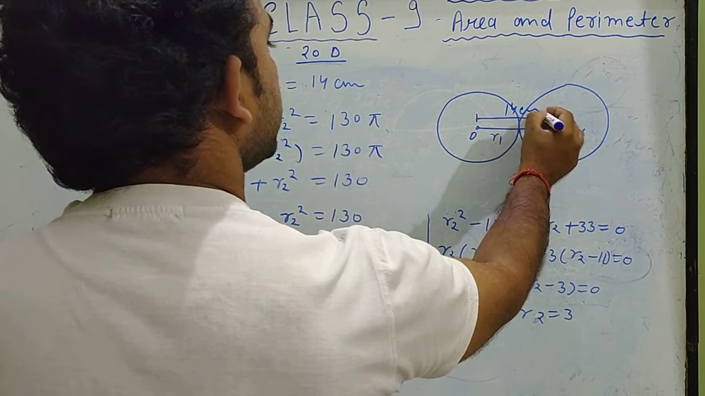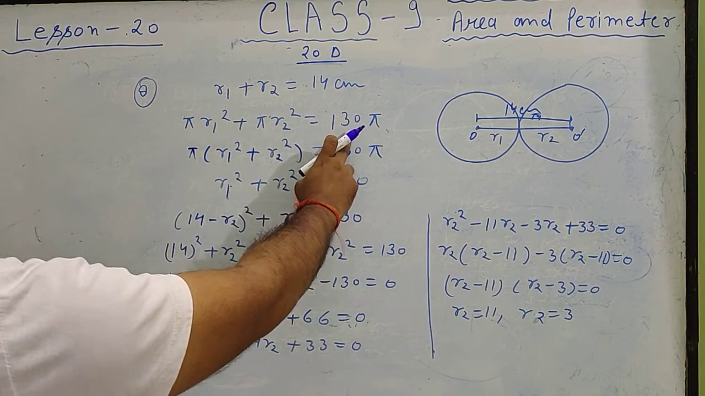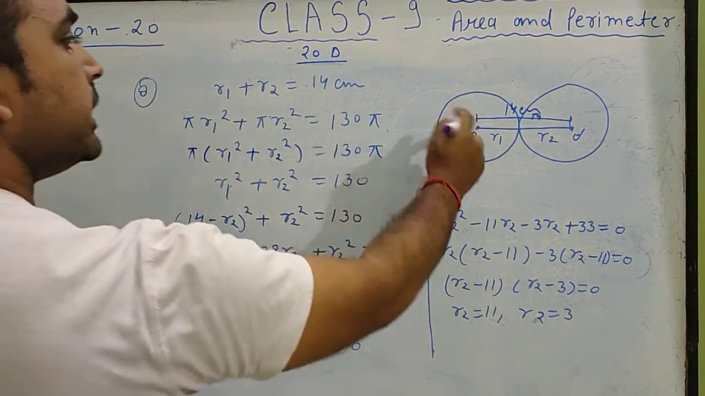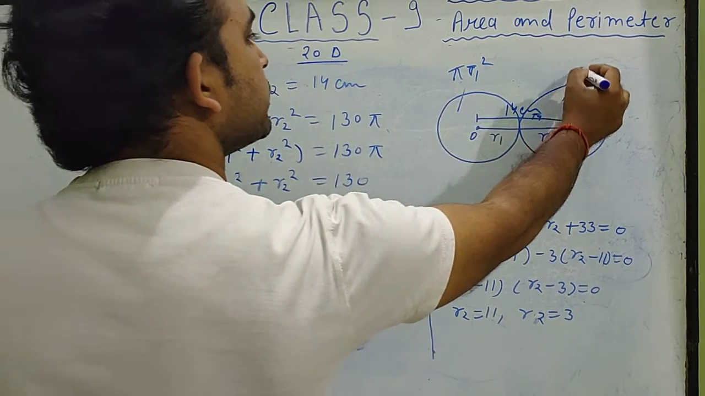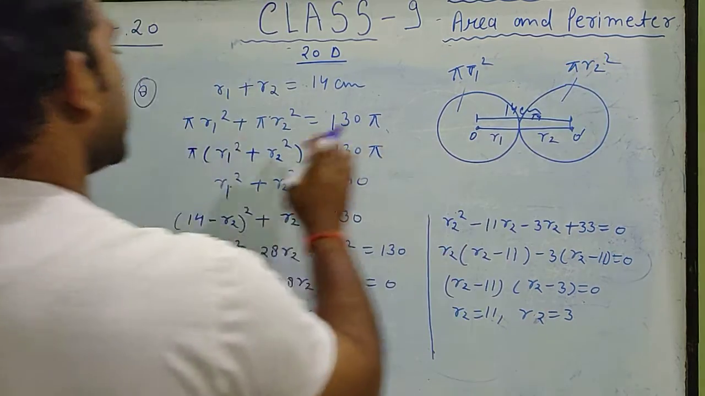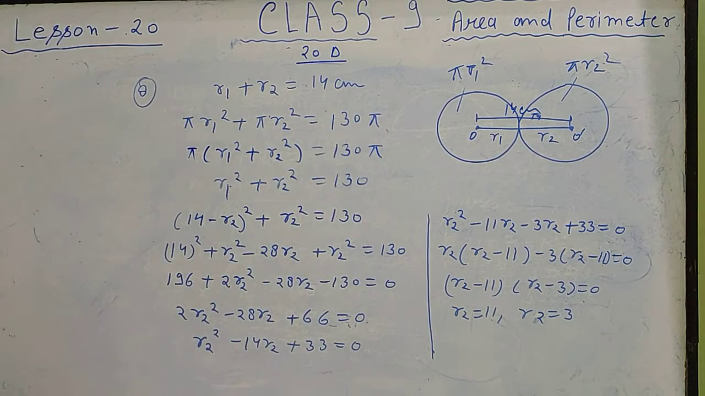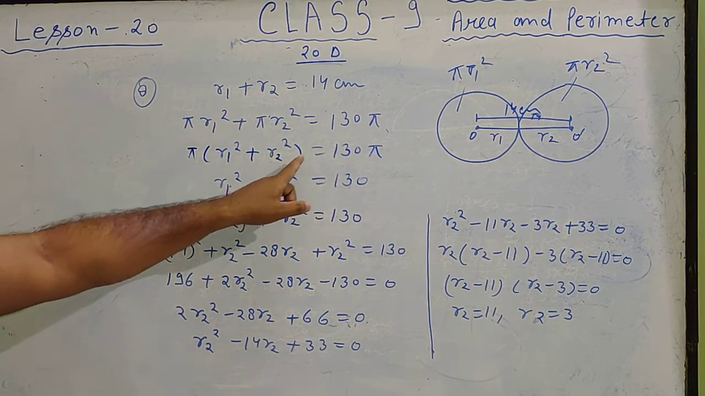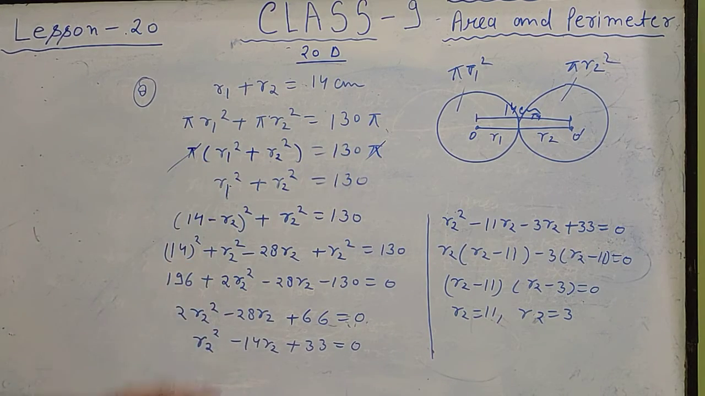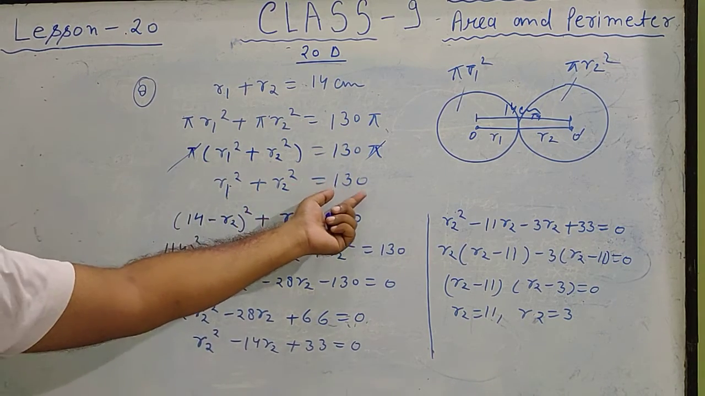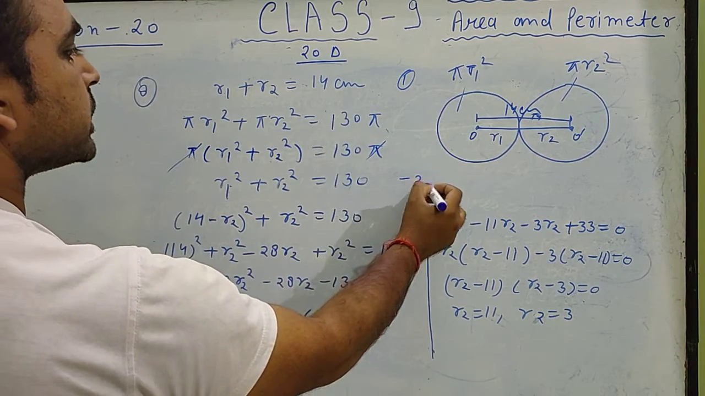So r1 plus r2 is equal to 14, and the sum of their areas is given as 130 pi. Means the area of this circle is pi r1 square and the area of this circle is pi r2 square. So pi r1 square plus pi r2 square is 130 pi. Take pi common, then pi and pi cancel. So r1 square plus r2 square is equal to 130. This is equation number 1 and this is equation number 2.